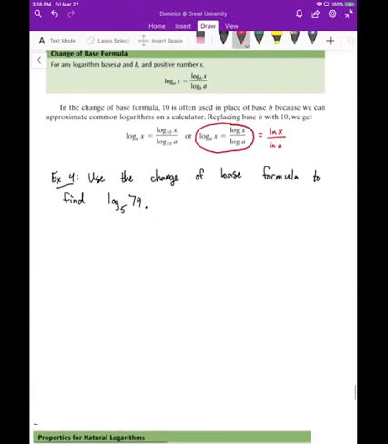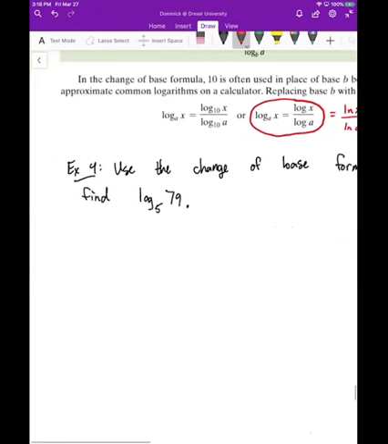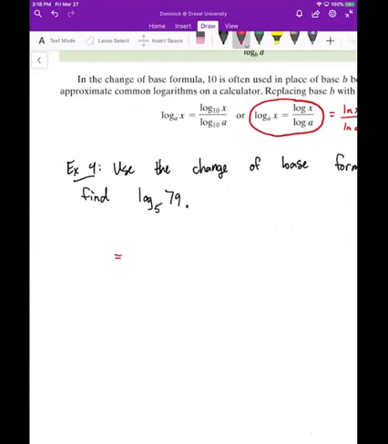All right. So for example, if we wanted to find log base 5 of 79, well, then by the change of base formula, we could say this is a common log of 79 over a common log of 5. So if we evaluate this, again, we'll let the calculator do the work. So this is log 79 over log of 5.